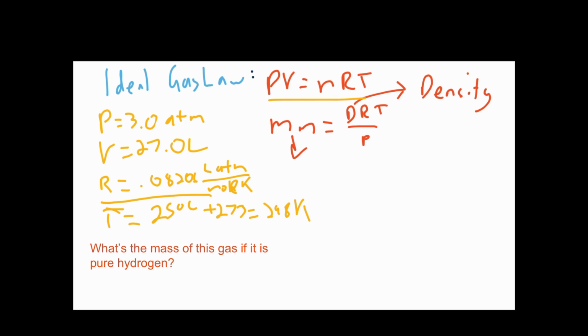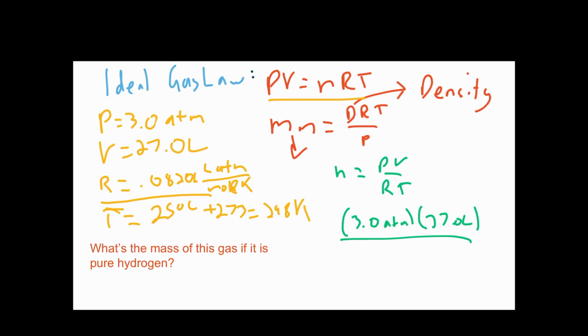PV equals nRT, so we can manipulate that to say that n equals PV over RT. So let's plug in our values. Pressure is going to be 3.0 atmospheres. Volume is going to be 27.0 liters. Ideal gas constant is going to be 0.08206 liters times atmospheres over mole times Kelvin. Notice that because the liters and atmospheres are on the top of the ideal gas constant, and they're on the top of our main fraction, they will cancel out.